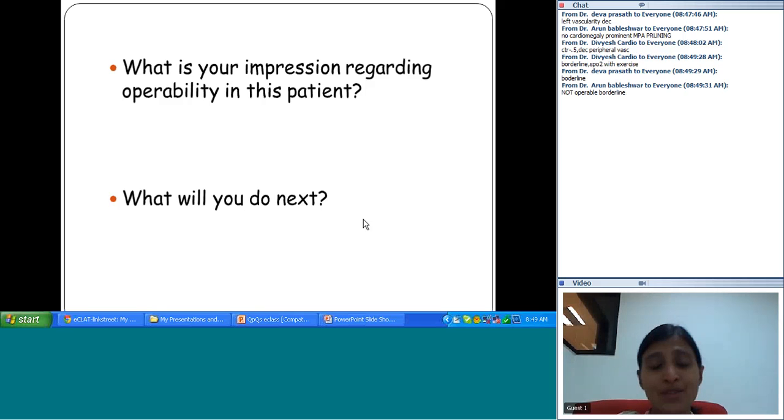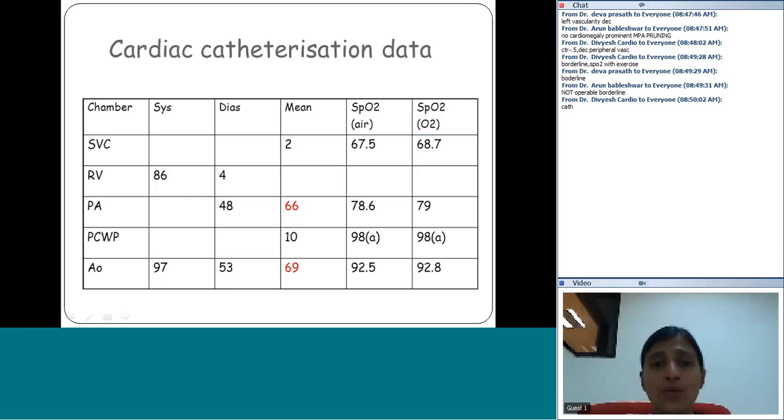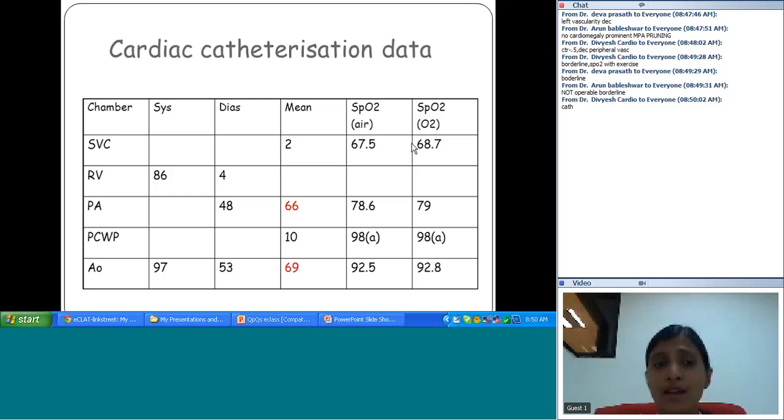So this is the cath data. Just look at the baseline data first. You see that there is not that much of a step up between the SVC sat and the PA sat. The PA mean pressure is systemic, as you would expect. Even with giving oxygen, there is no increase in the step up between the SVC sat and the PA sat. Again, the baseline saturation on the cath table is only 92%.